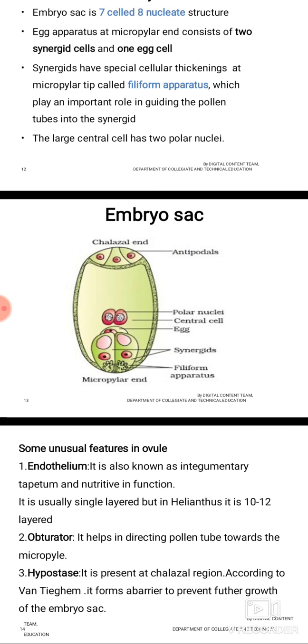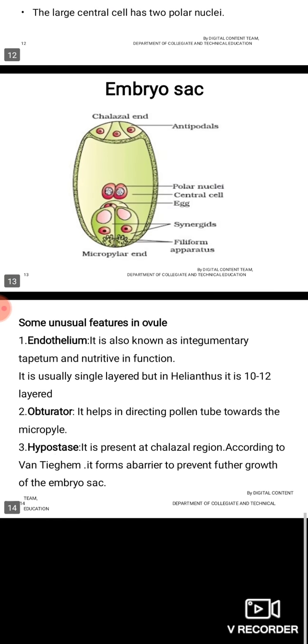Then the third type is hypostase. It is present at the chalazal region, and according to Van Tieghem, it forms a barrier to prevent further growth of the embryo.